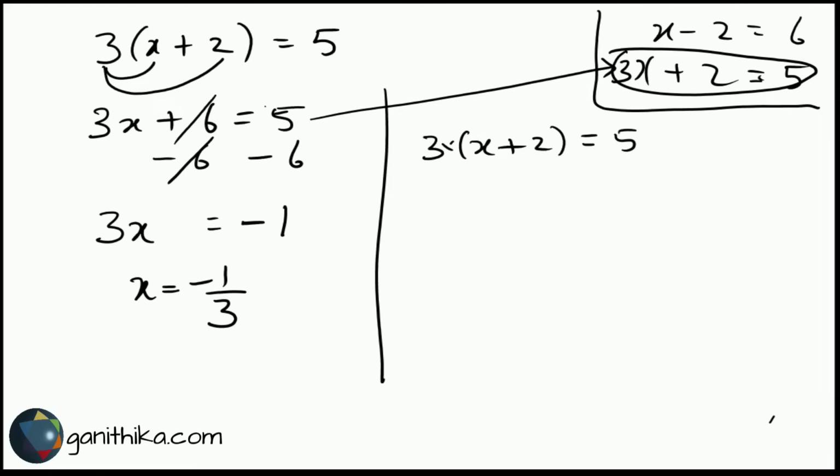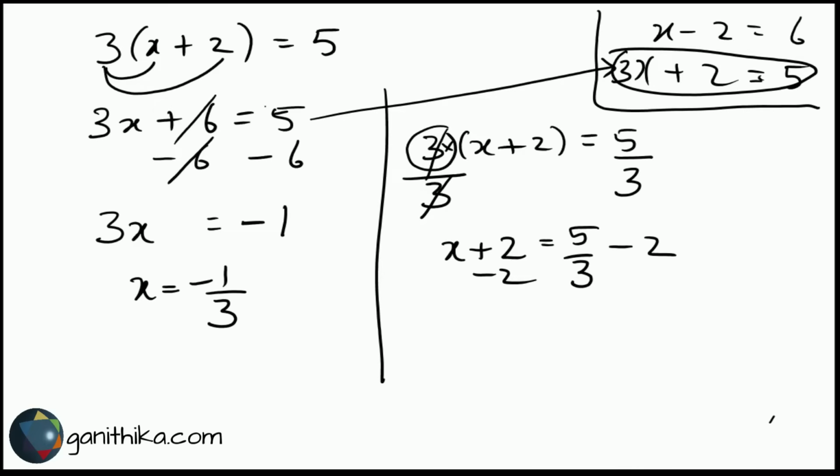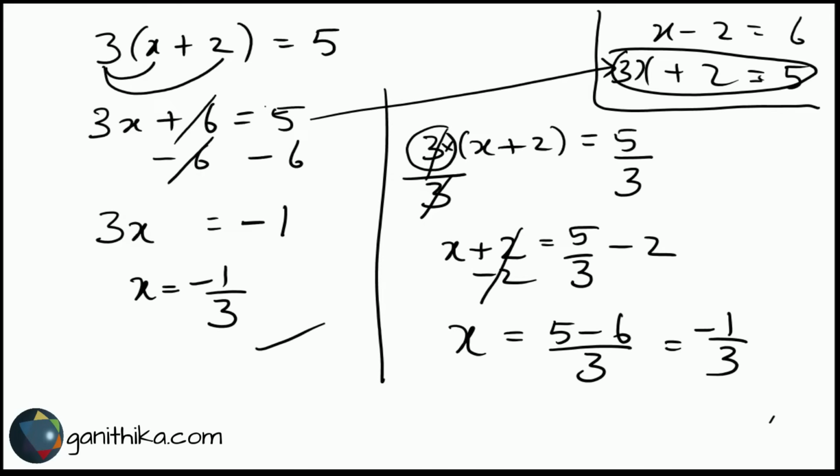So this multiplication can be removed. We can just divide by 3 on both the sides first so that this 3 gets off. Then we have x plus 2 is equal to 5 over 3, and then we can subtract 2 on both the sides so that this goes off, and we have x is equal to 5 minus 6 over 3, which is negative 1 over 3, and it's the same answer as before. So whichever way is convenient to you, you can use.